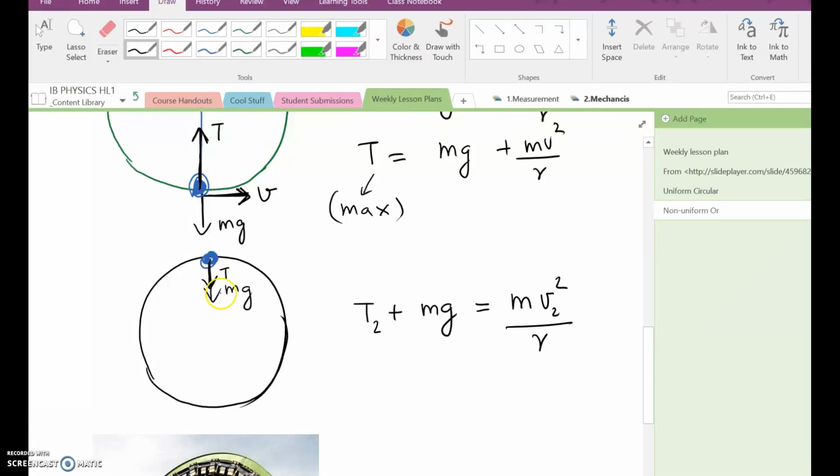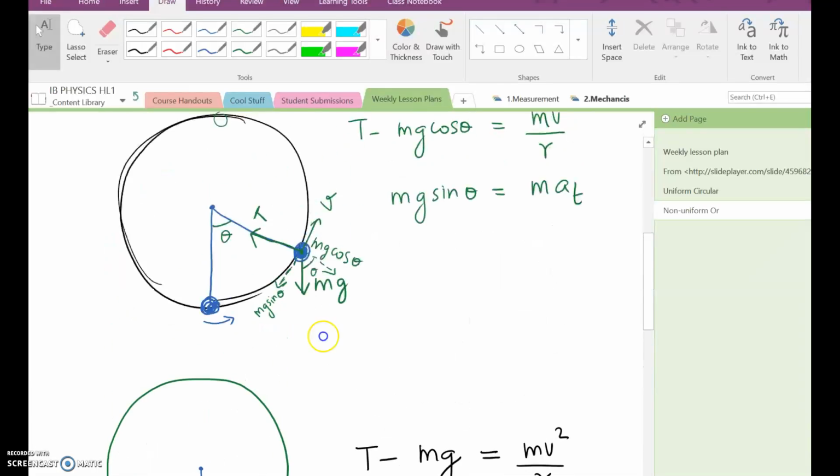So because both forces are directed towards the center, the sum of the two is equal to your centripetal force, or T2 now is equal to mv2 squared divided by r minus mg. So this in fact is the minimum value of the tension throughout the circular path, because it's the centripetal force minus mg.